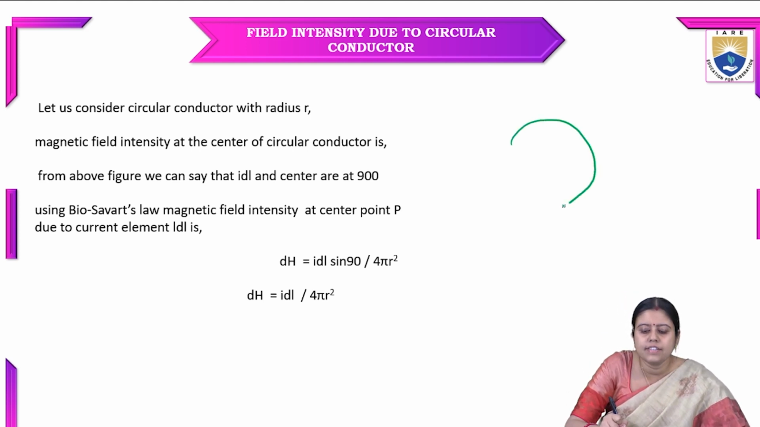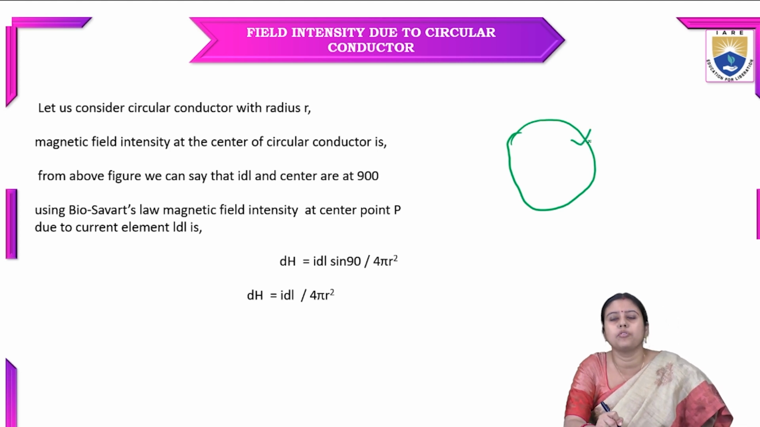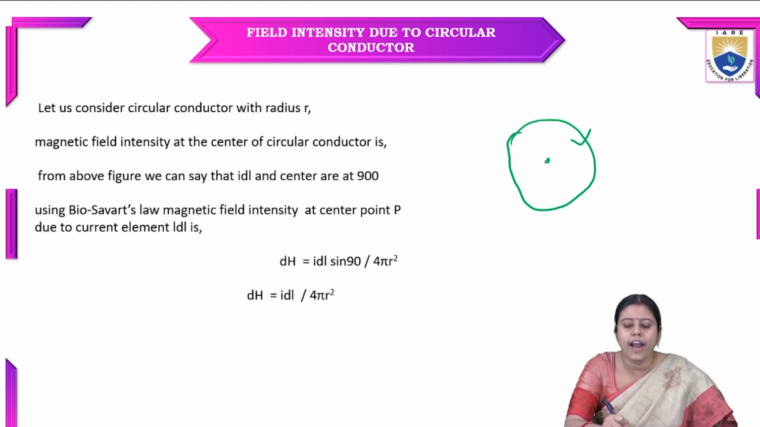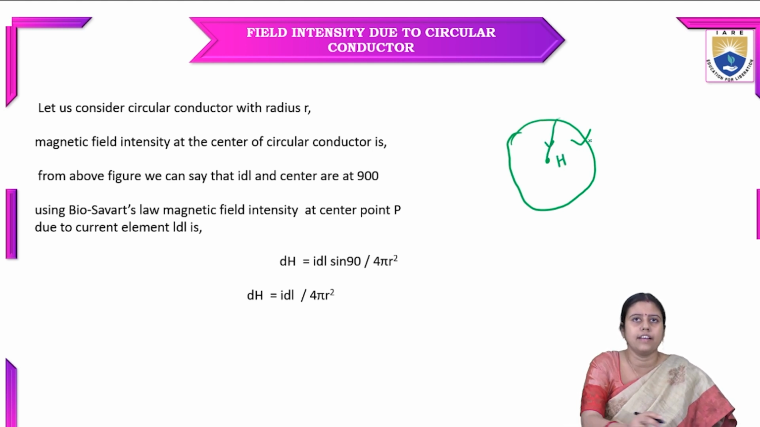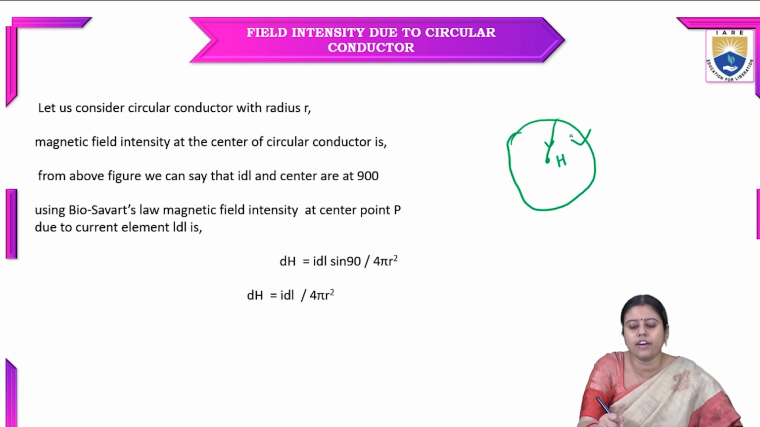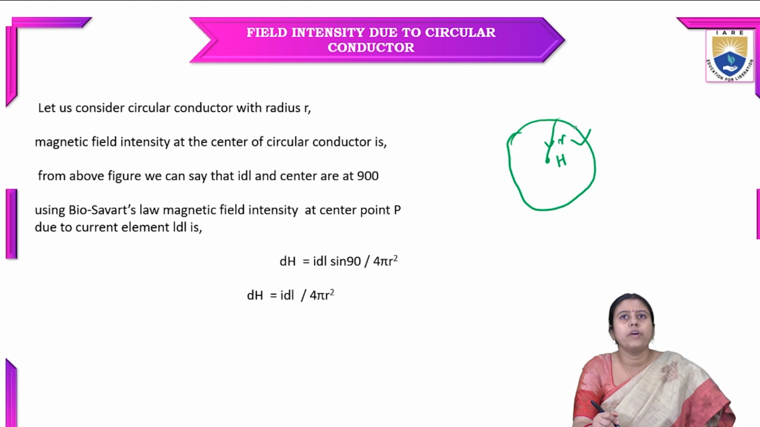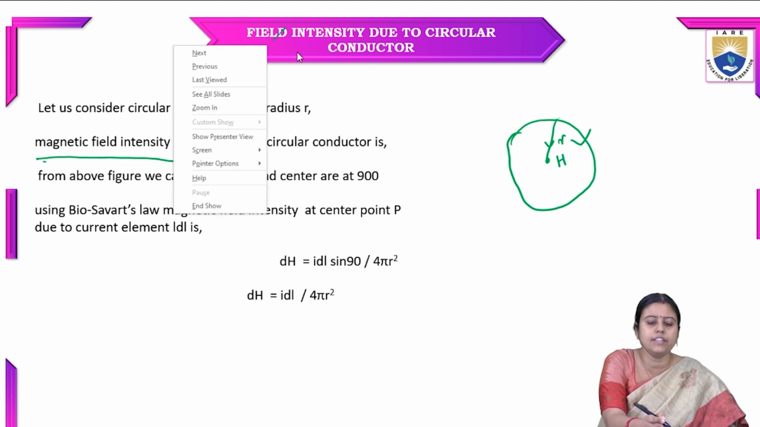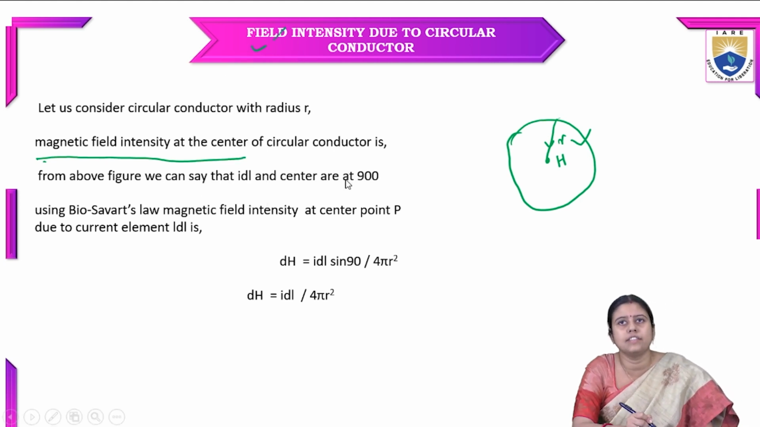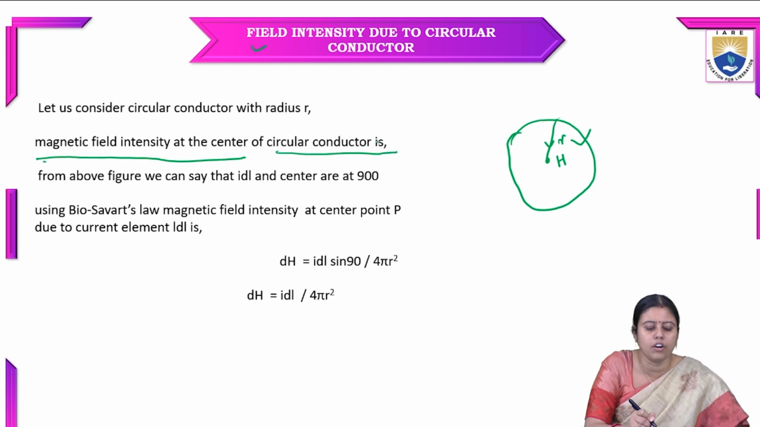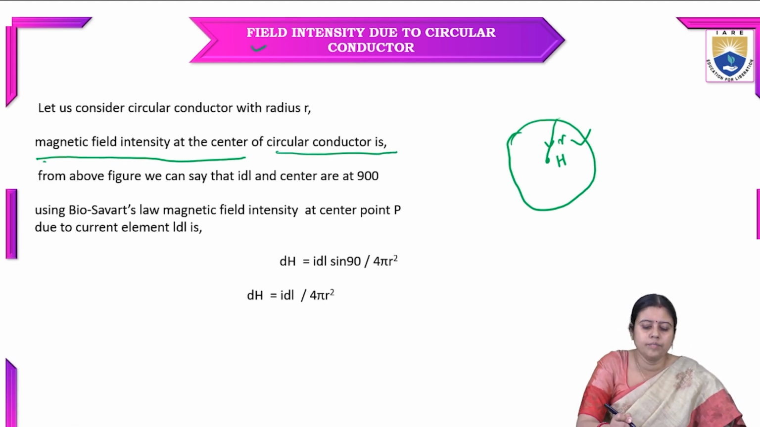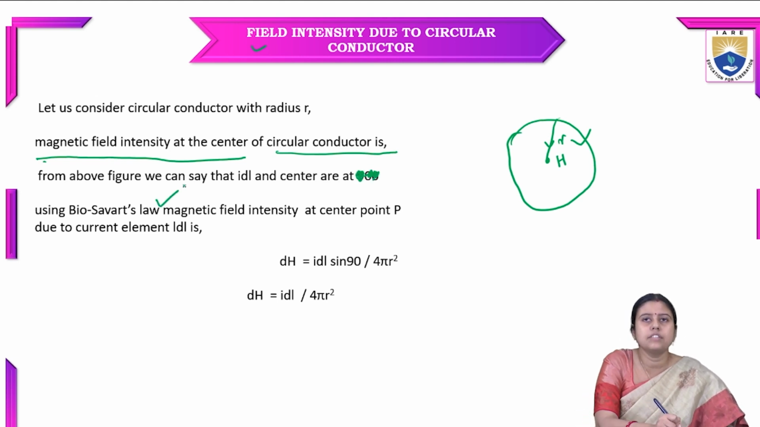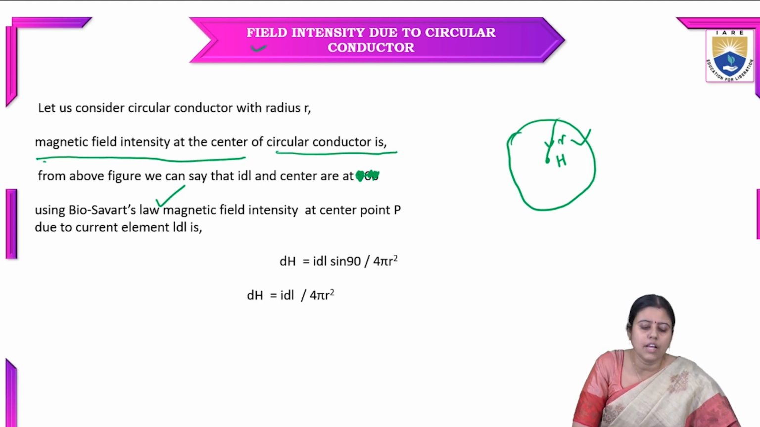Say we have a circular conductor here. We have to calculate the field intensity H at the center. Let us consider a circular conductor with the radius R. We have to calculate the magnetic field intensity at the center of the circular conductor, and we will use the Biot-Savart's law.